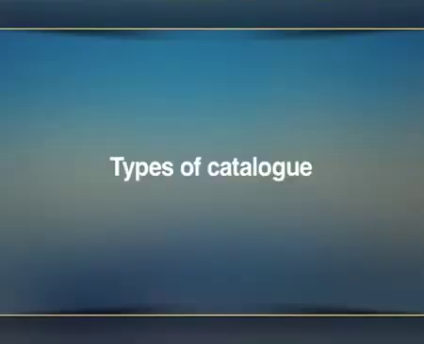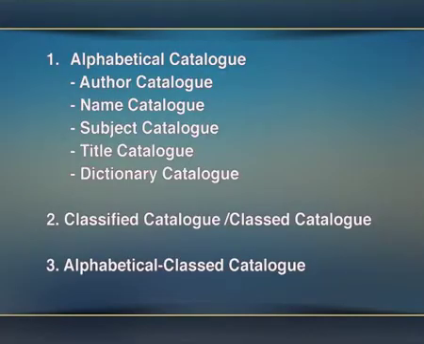The publisher catalog does not follow standard code. That is also one of the major differences between the library catalog and the publisher catalog, because it varies. Hardly is there a publisher catalog which follows the standards. So, now you understand the different types of catalog. Alphabetical catalog: we can have alphabetical catalog on the basis of the author catalog, name catalog, subject catalog or title catalog. Dictionary catalog, we can also have a classified or class catalog, and we can also have an alphabetical class catalog. So, these are the different types, and in a separate session you will understand how these different types of catalog vary from each other.